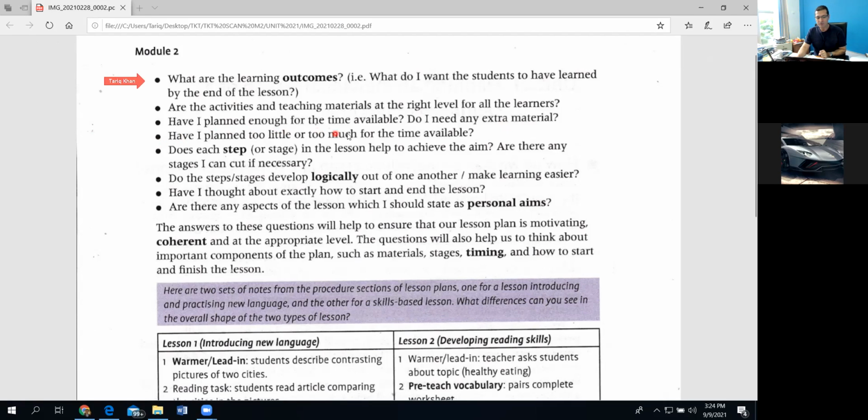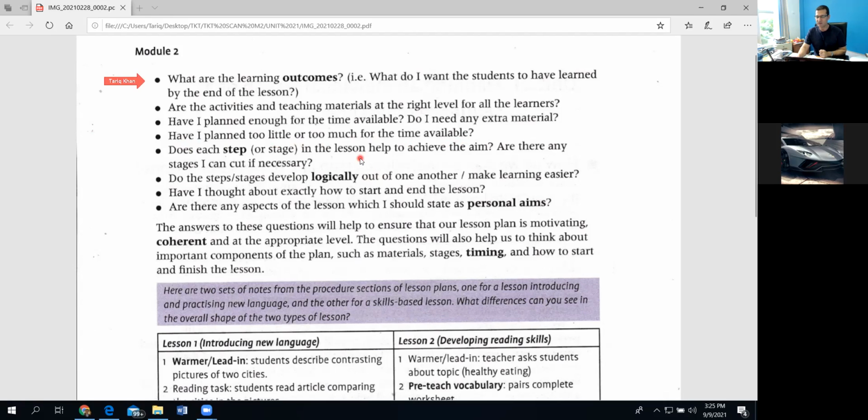Have I planned enough for the time available? Do I need any extra material? The time available, for example, whatever the time, 1 hour, 2 hours, which you have planned, is this enough for it? Or do you need some other material to add in it, in order to give some more exercise, in order to cover the time? So you have to check the timings and the material available. Have I planned too little or too much for the time available?